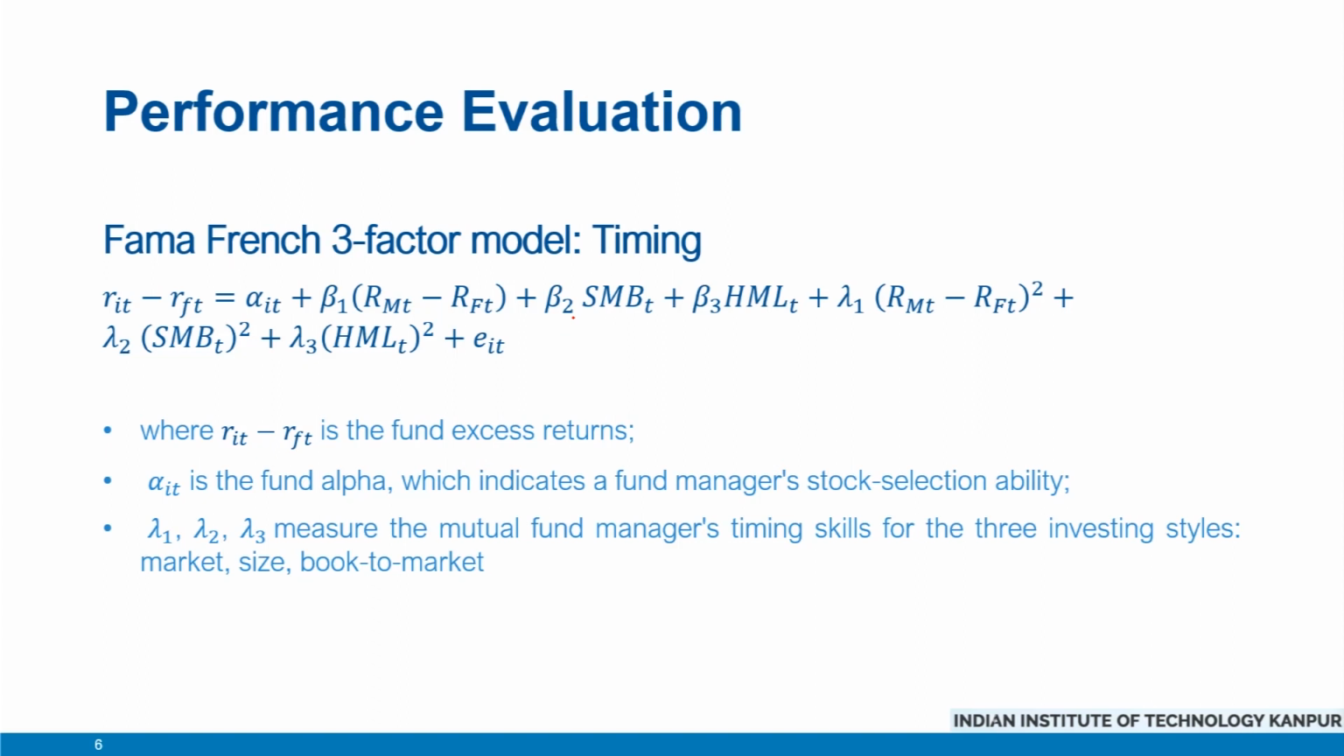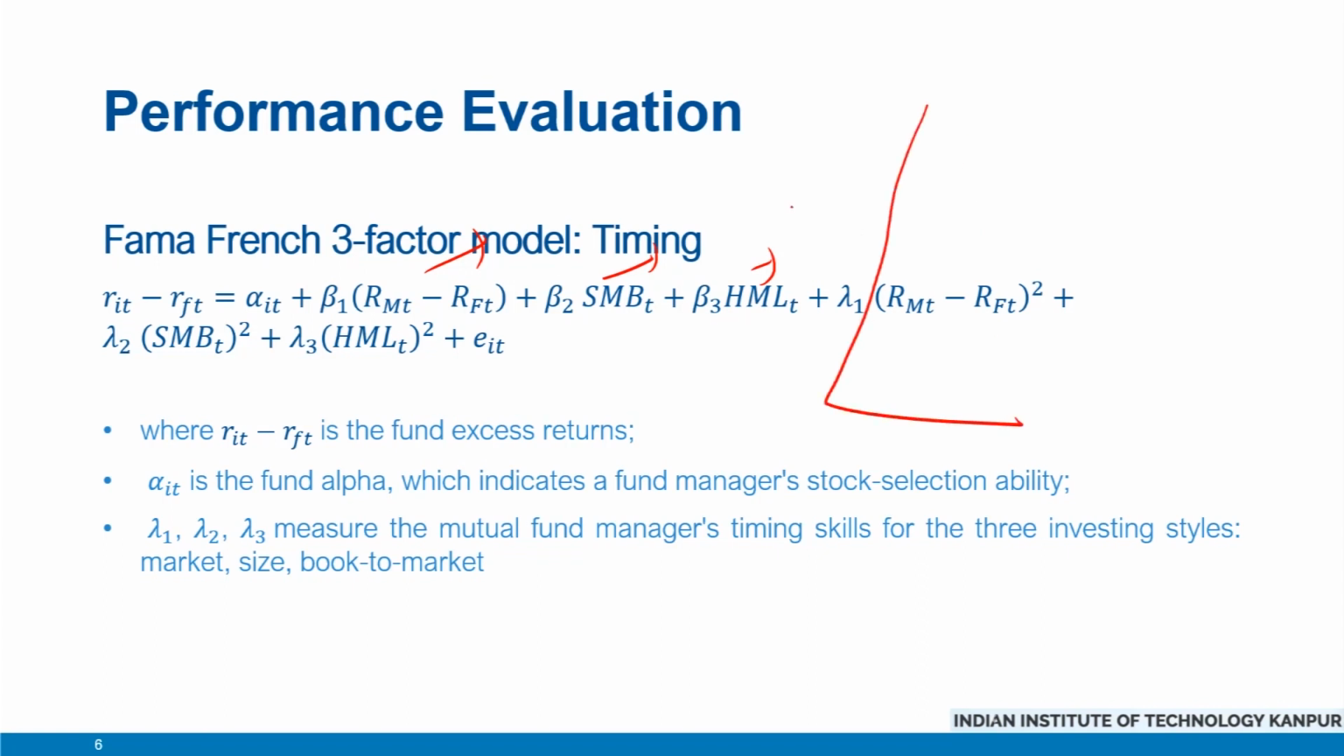If the manager is successful, then they will increase the fund exposure to a particular risk factor such as RM minus RF, the market factor, or size or HML. Successfully, they will increase the fund exposure to a particular style or risk if they anticipate it will outperform other style options, and vice versa. If they feel that this is going to underperform, they will decrease the exposure.